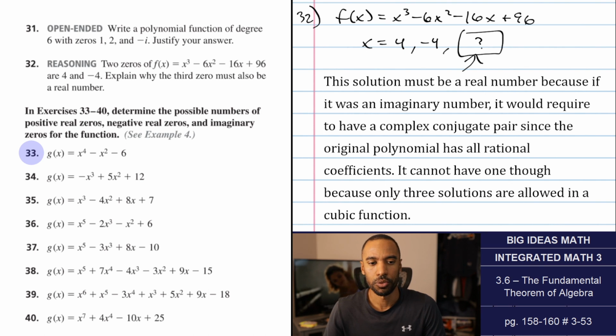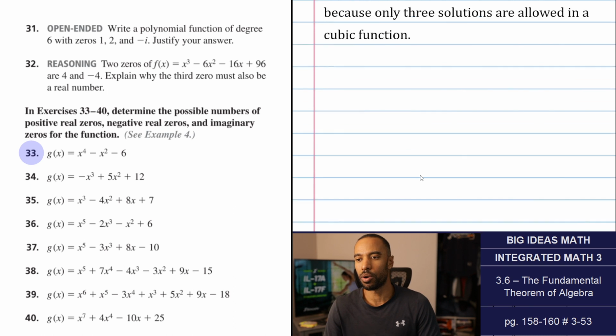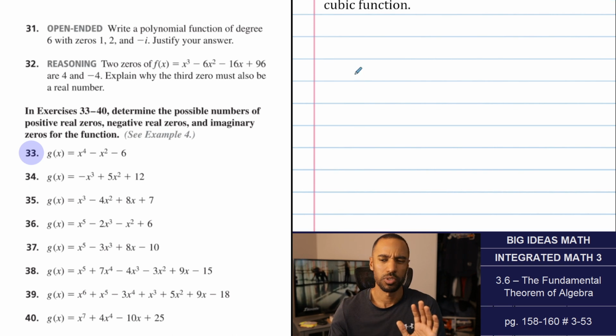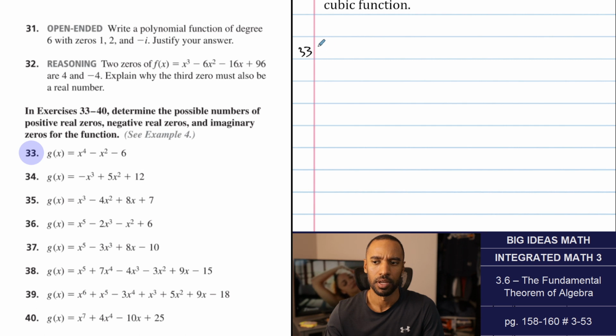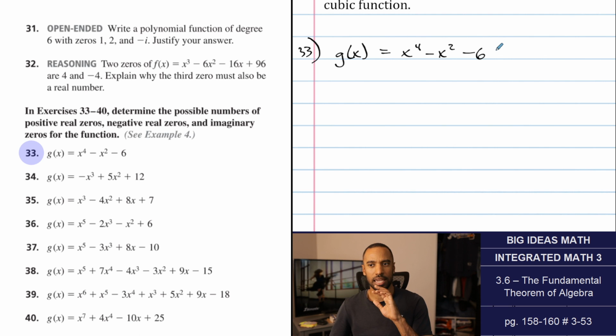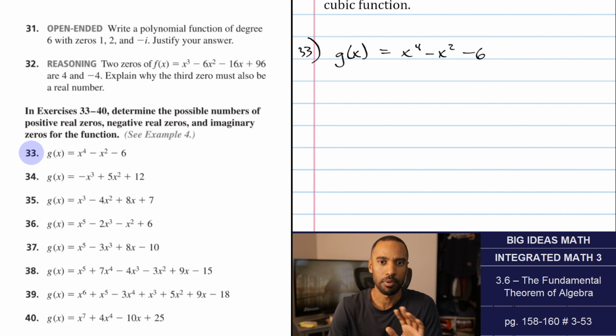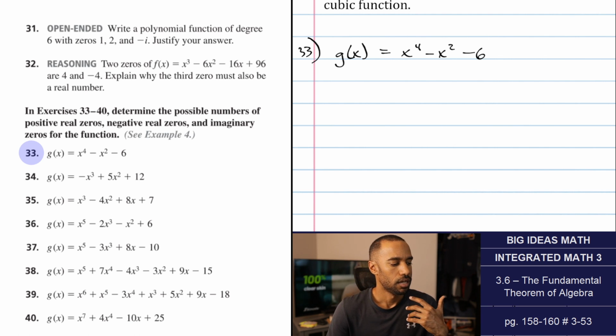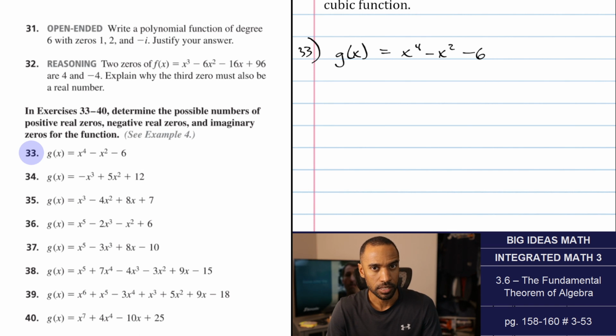All right, next it says 33 to 40. Determine the possible numbers of positive zeros, negative zeros, and imaginary zeros for the function. This is where we're using Descartes' rule. Was it rule or theorem? I forget. Descartes' law, Descartes' principle, Descartes' method, Descartes' process, whatever it was that we're doing. We're not solving these. We're coming up with the possibilities. Now, what I remember is they kind of did a table. What I'm going to do, let me pause this and bring a table template in, because I think it's going to have to be used each time.